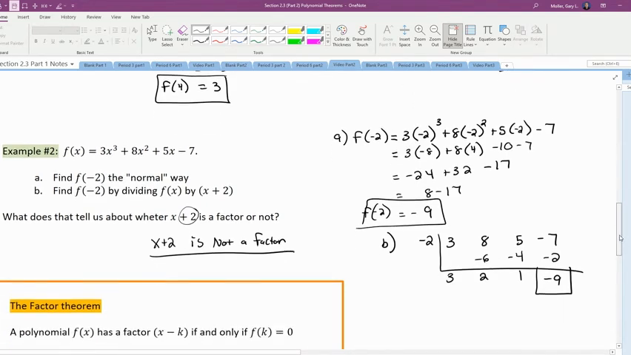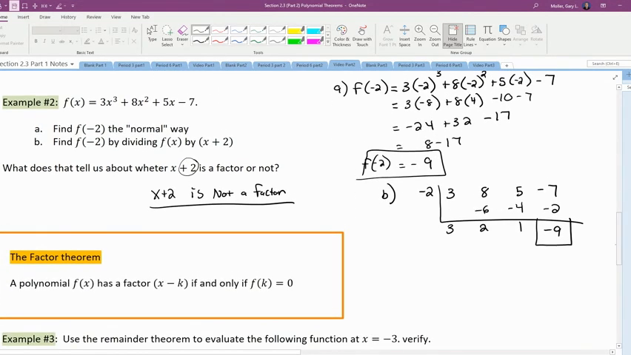Because, and this almost seems like I'm repeating myself, a polynomial f of x has a factor at x minus k if and only if f of k is 0. Okay, using the remainder theorem, that's also telling you when I divide it, the remainder is 0. So this is kind of a no-brainer, but this is known as the factor theorem. Kind of just ties all this together, looking at all perspectives.